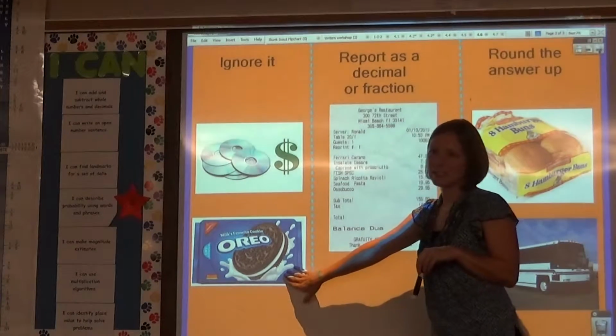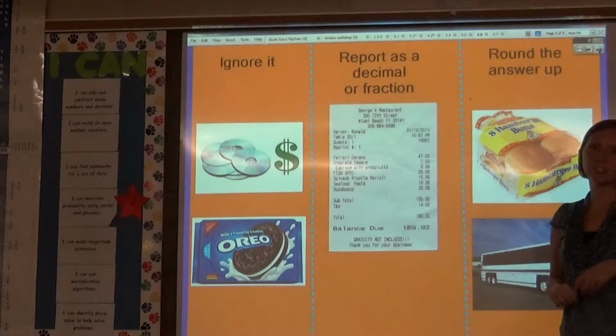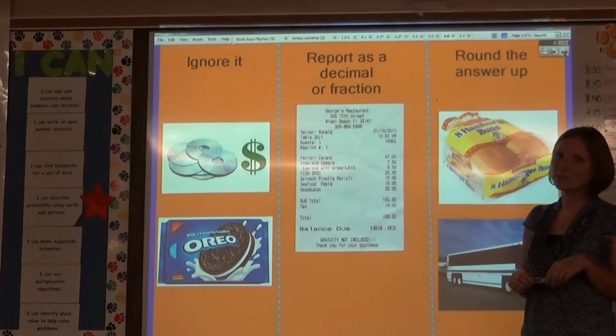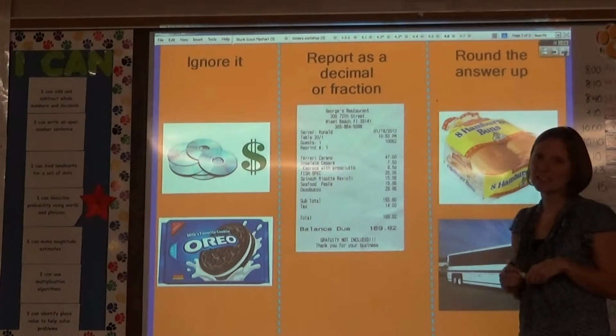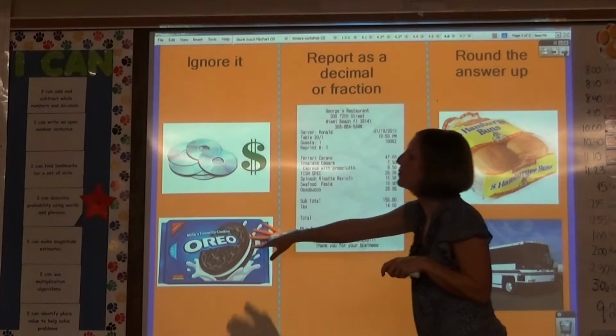If you brought cookies for your birthday, and you passed out 2 cookies to each student, but there were 4 cookies left over, it would take a lot of time and effort to split those 4 cookies into equal parts for everyone to share. So you would just ignore it, take them home, and enjoy them yourself.